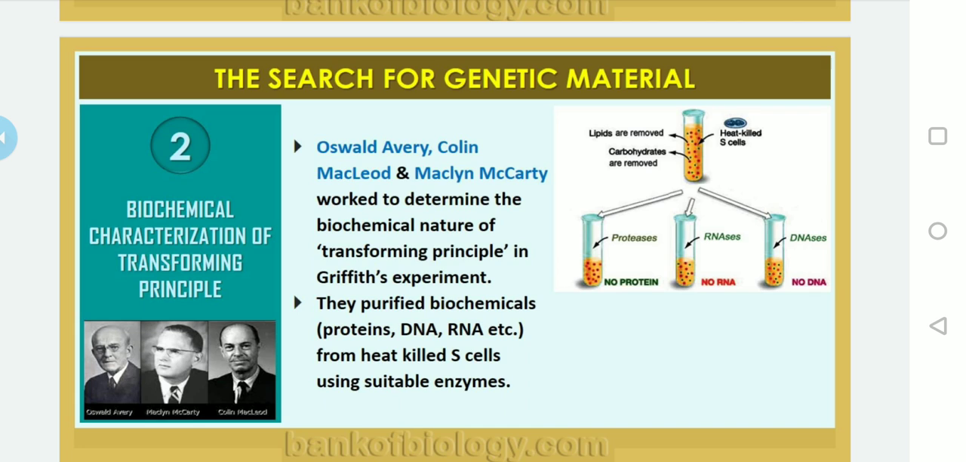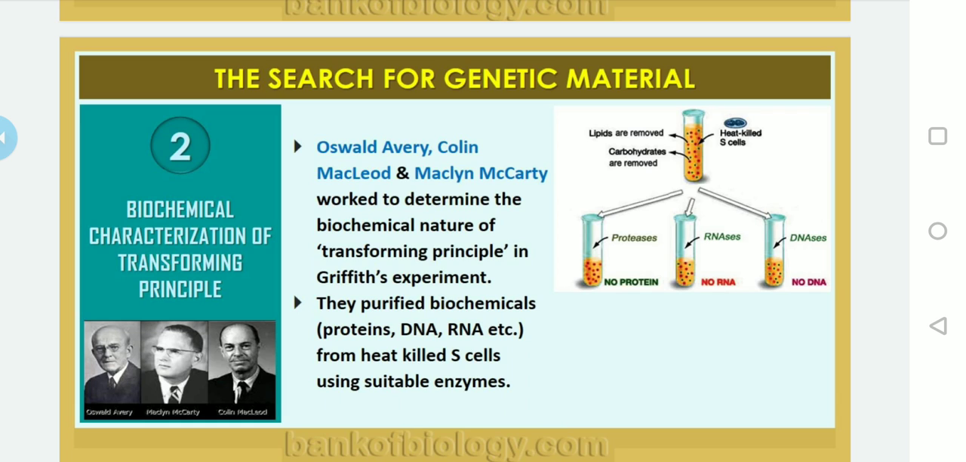See here, prior to their work, genetic material was thought to be protein. As I said, these three scientists, Oswald Avery, Colin MacLeod and Maclyn McCarty, worked to determine the biochemical nature of the transforming principle in Griffith's experiments.